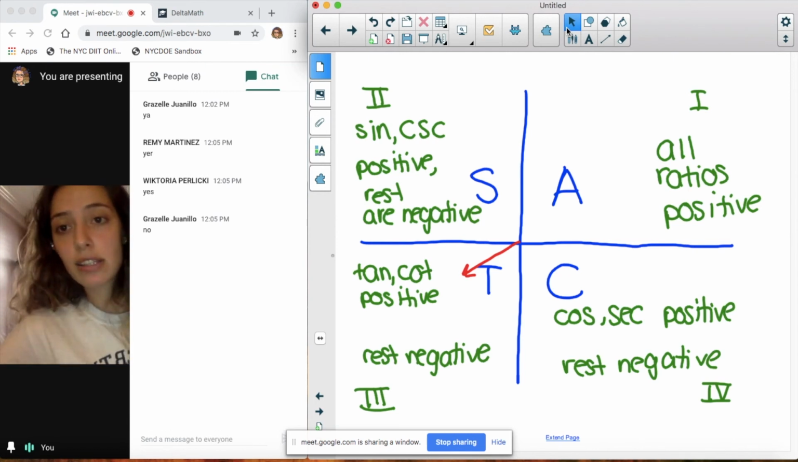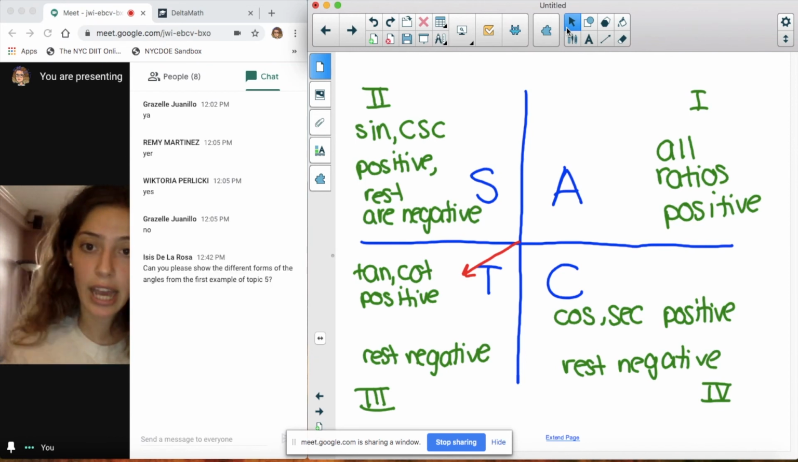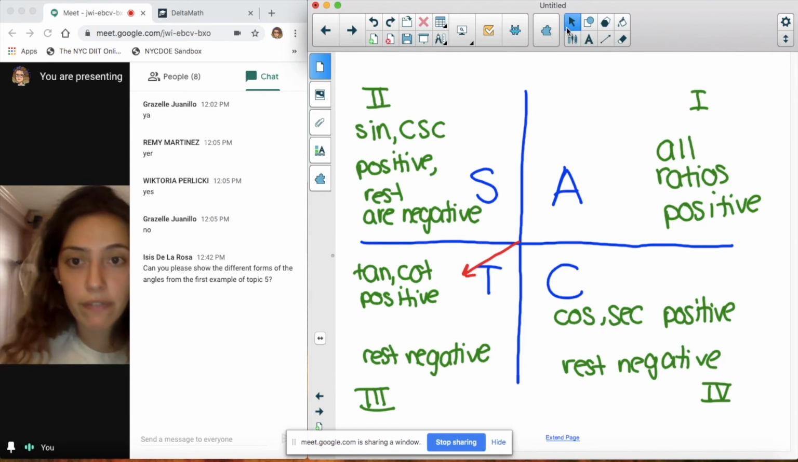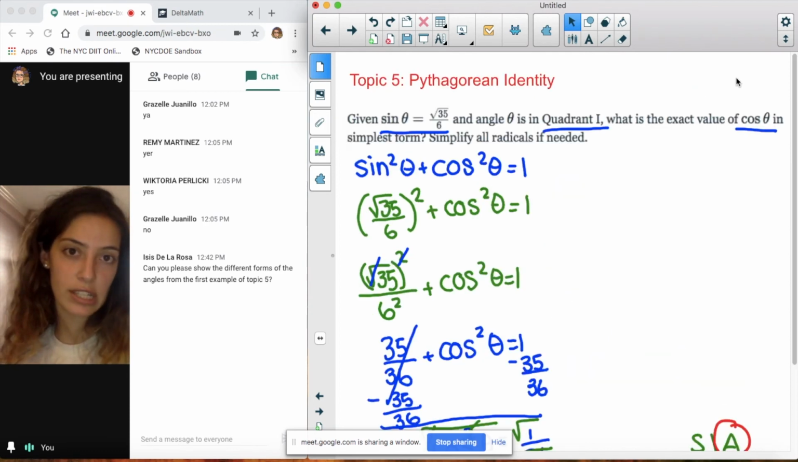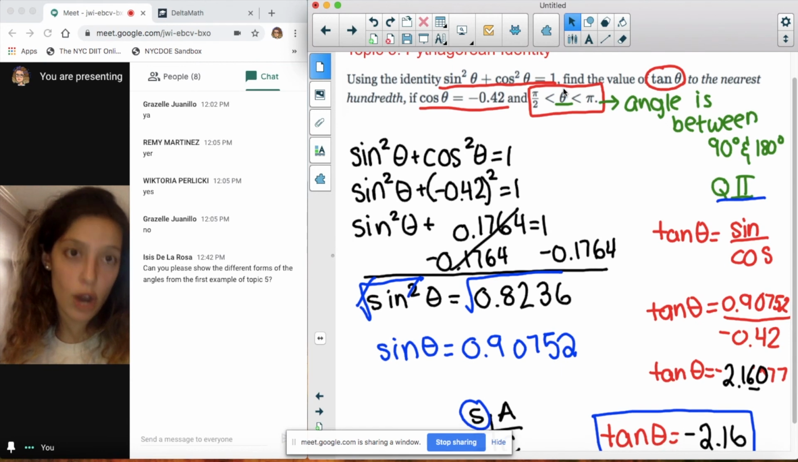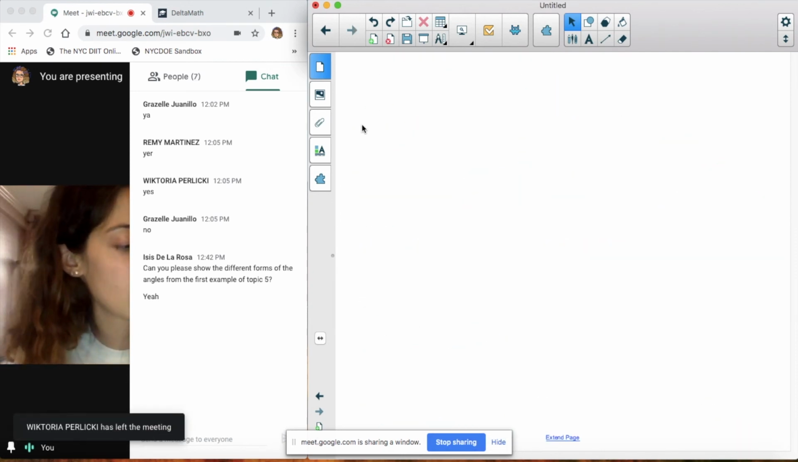So anyone else have any questions? If you want, you actually can unmute yourself and then ask. Can you please show the different forms of angles from the first example of topic 5? What do you mean by that, Isis? So the first example of topic 5, this one? Oh, you mean this part here with the pi over 2? Okay, so yeah. I'm going to do that on a separate slide.